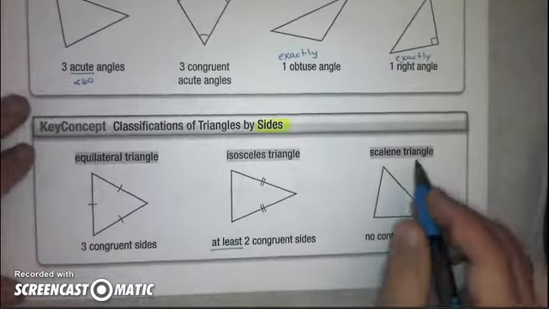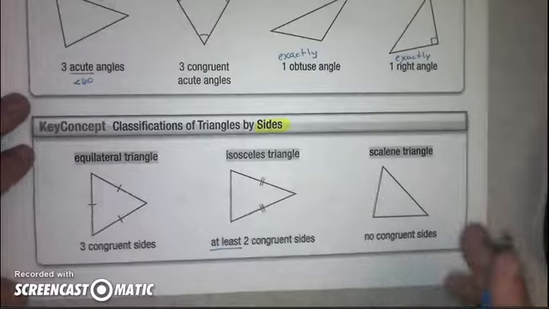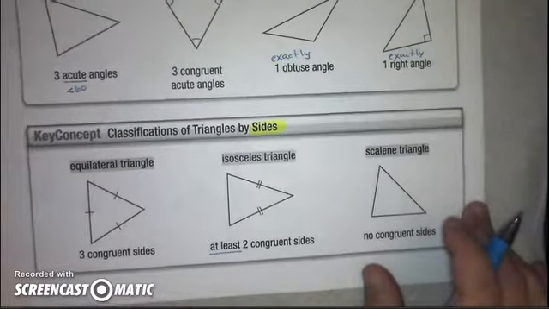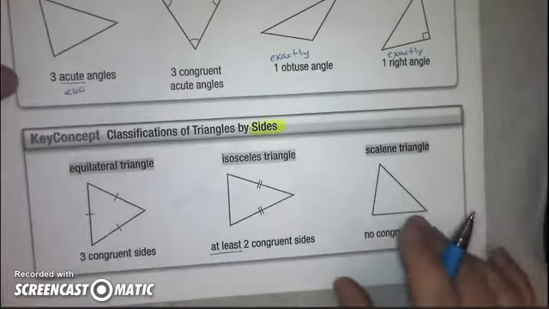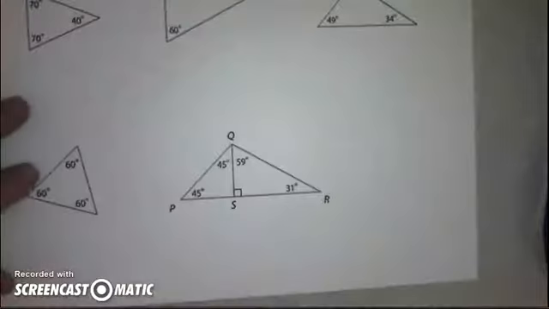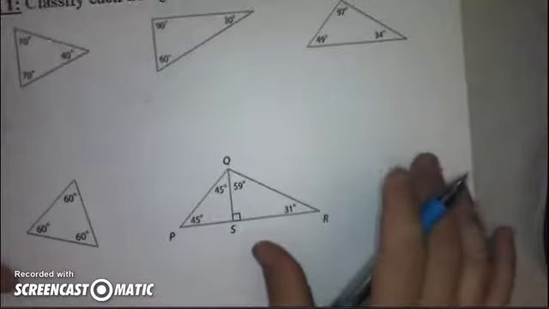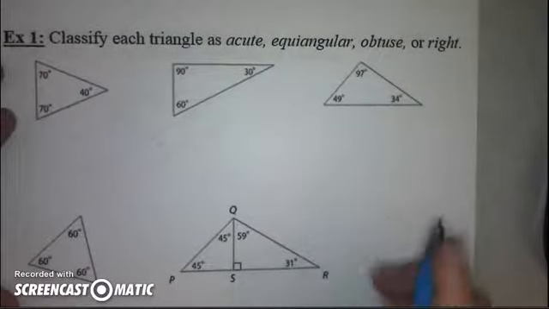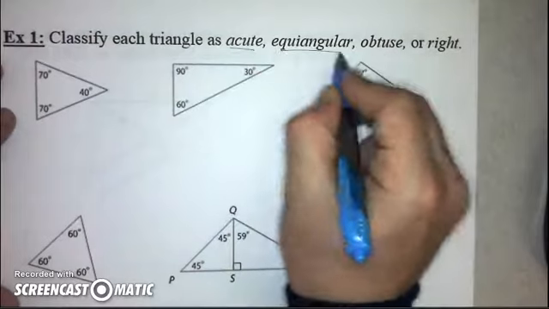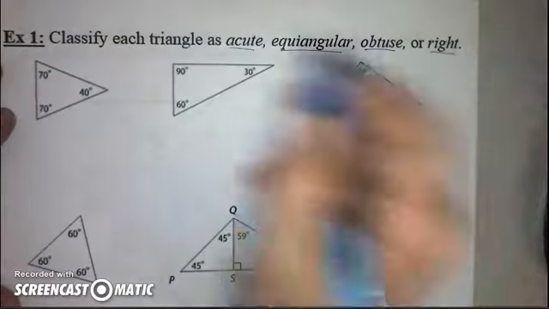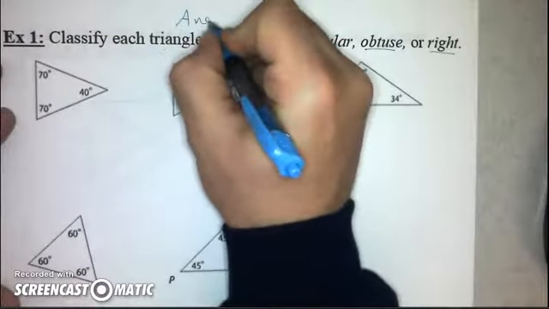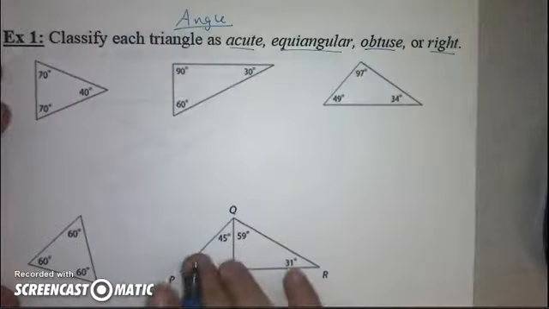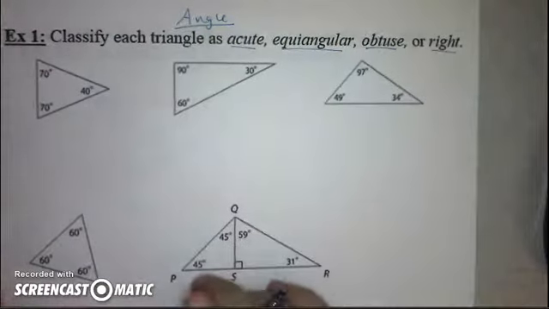And then we have what's called a scalene triangle, in which there are no congruent sides. They're all three of different measurements. Okay? So, example 1 is going to ask us to classify based on angle measure. These are all angle measurements. So, example 1 is angle classification only. And that's why we are only given angle measures and not side lengths.